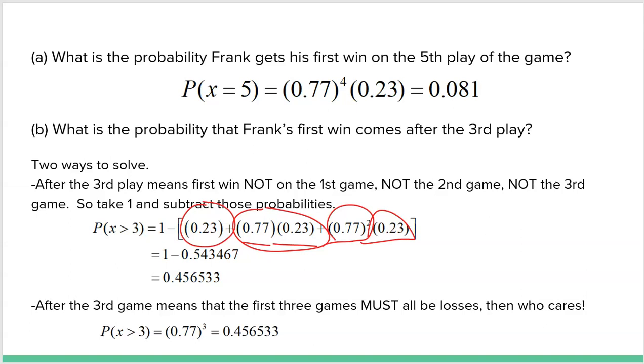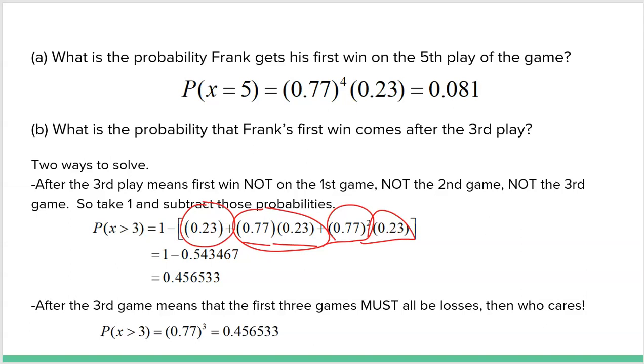And the third play has to be a loss, 0.77. That's it. Who cares about what happens after that? I don't care if he loses five more times and then gets a win, or only loses one more time and then gets a win. None of that matters to me because I just need the first three to all be losses.